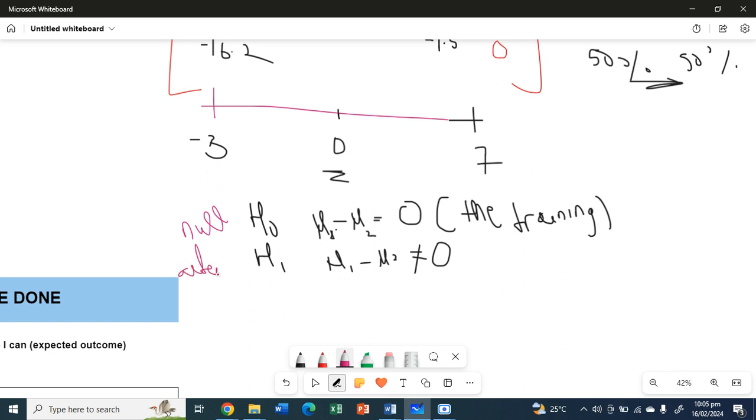So for a paired samples test and an independent samples test, these two will always be the same like this. The null hypothesis: there is no significant difference, meaning the mean for the first test and the mean for the second test, there's no difference, it's at 0. And the alternative hypothesis says there's actually a difference between the means. And in this case, when we say there is a difference between the means, we mean the training was effective.